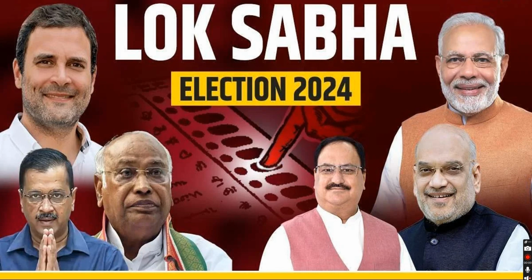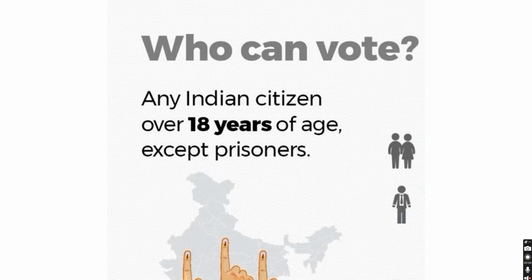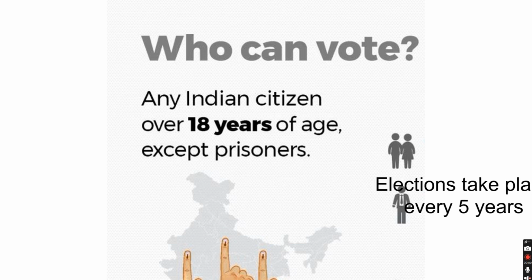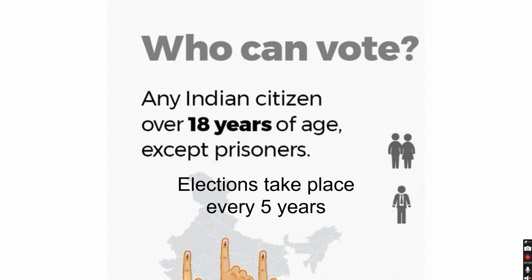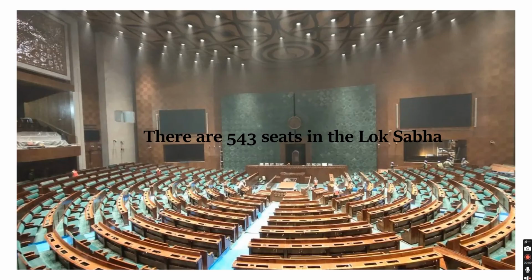So basically, members of the Lok Sabha, which is also known as the House of the People, are elected by being voted upon by all the adult citizens of India who have crossed 18 years of age. Okay, and now you should know that elections take place every 5 years. Currently, there are 543 seats in the Lok Sabha. This was a basic introduction about the Lok Sabha and how the elections are conducted, what the procedures are. We are going to be covering them.